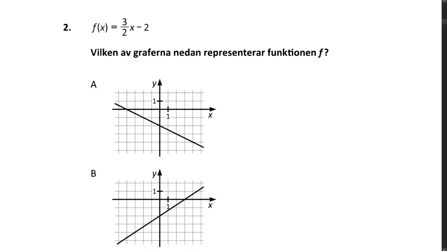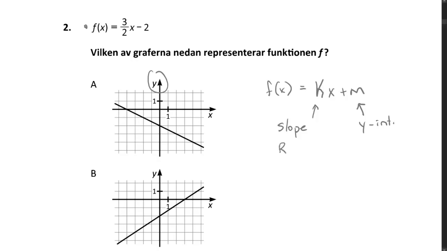Question 2 says, which graphs below represent the function of f? And here's our function f. F of x is equal to 3 over 2 x minus 2. When you see a graph and an equation like this, think about y equals kx plus m, or f of x equals kx plus m. M here is the y-intercept. It's where it goes through the y-axis. And this is the y-axis. And k is the slope. It's the slope of the line. It tells us the direction and how steep the line is.